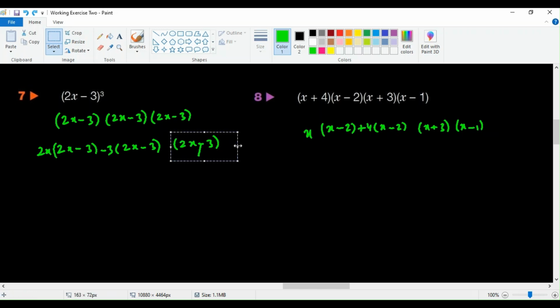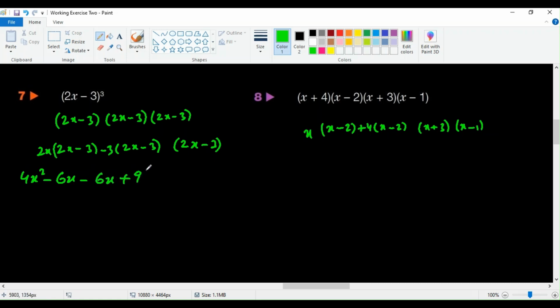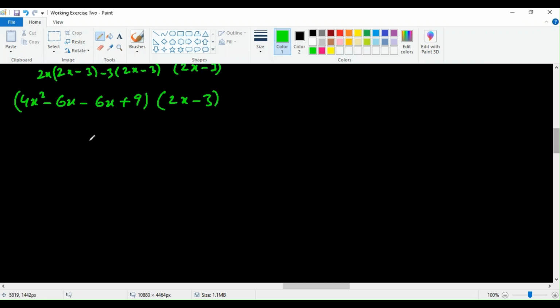So I will write this 2x minus 3 once again here, that we are going to multiply this by later. So this gives us 4x square minus 6x, and then comes minus 6x once again, and plus 9. This comes in one bracket, and later we are going to multiply minus 2x minus 3 once we simplify the first bracket. This gives us 4x square minus 12x plus 9 is going to be multiplied by 2x minus 3.